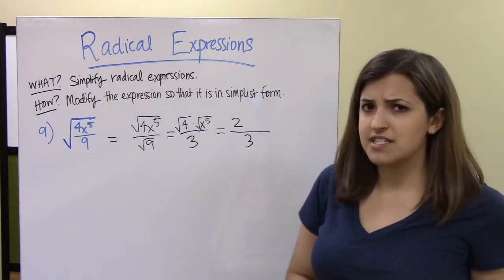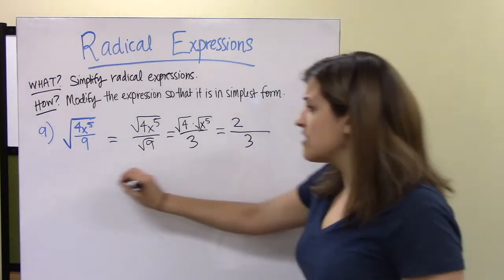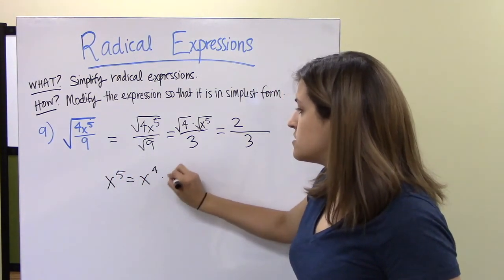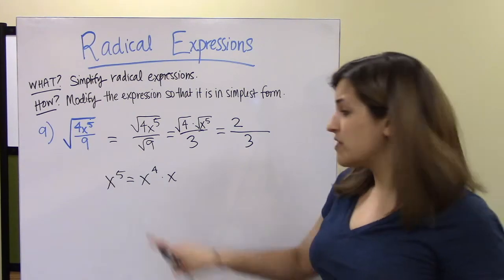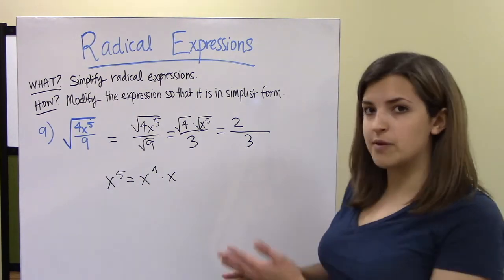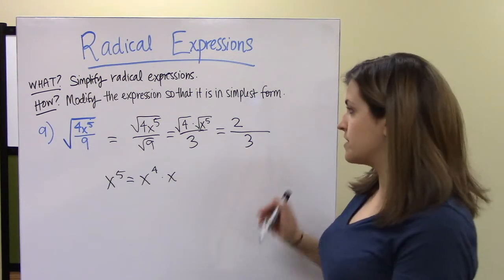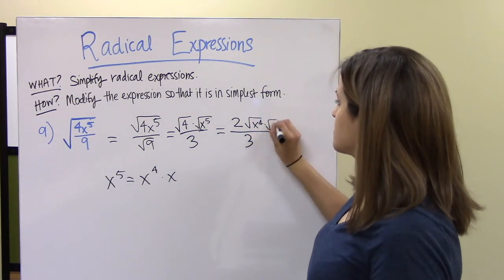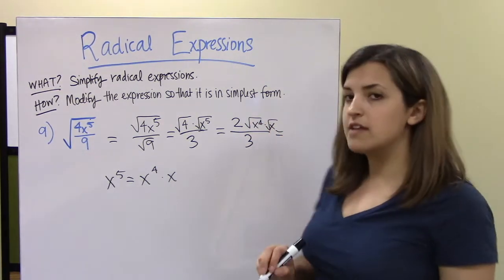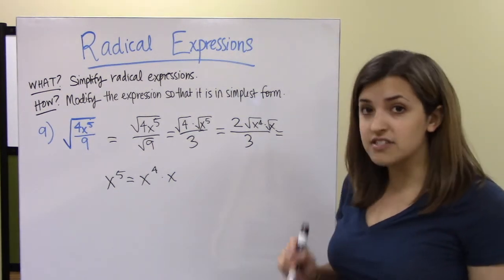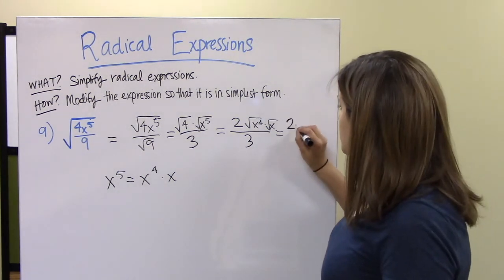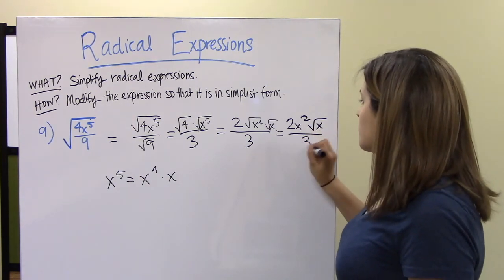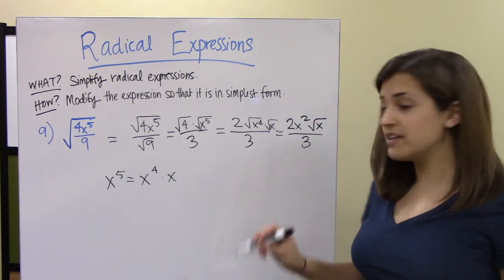Now what about this x to the 5th? X to the 5th we can think of as x to the 4th times x. So with that in our radicand, we can break it up using the product property again. So we'll get the square root of x to the 4th times the square root of x. And the square root of x to the 4th is x squared. So we'll get 2x squared times the square root of x over 3. And that's our final answer.